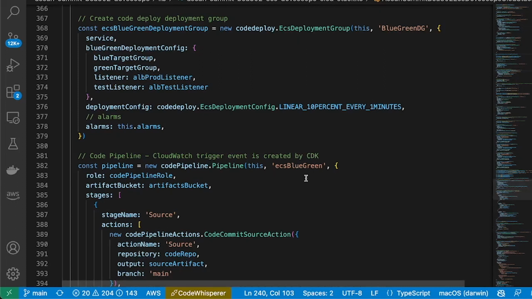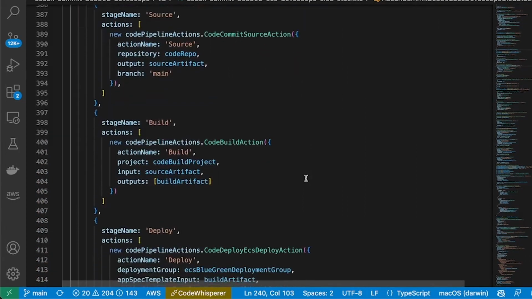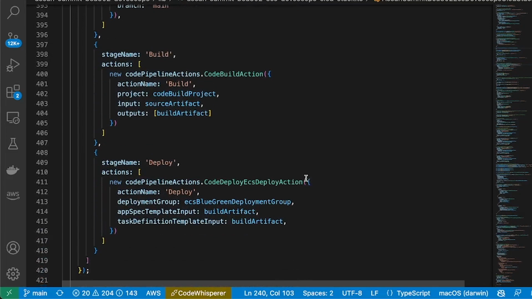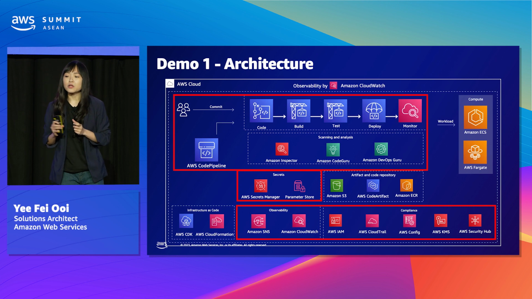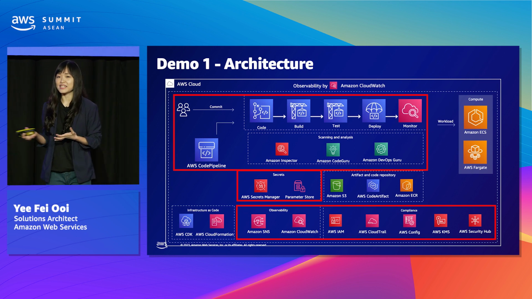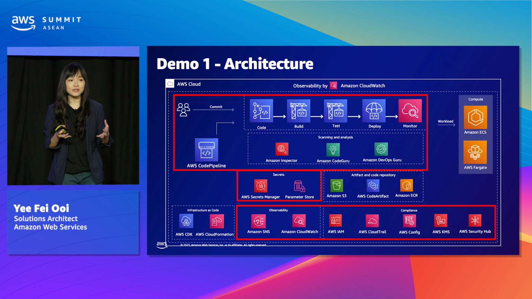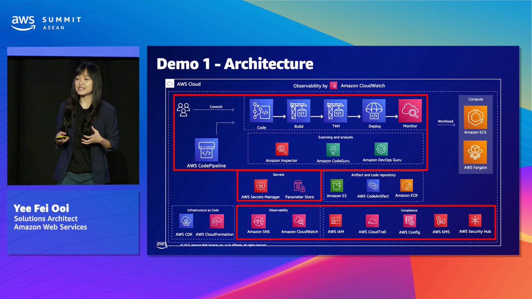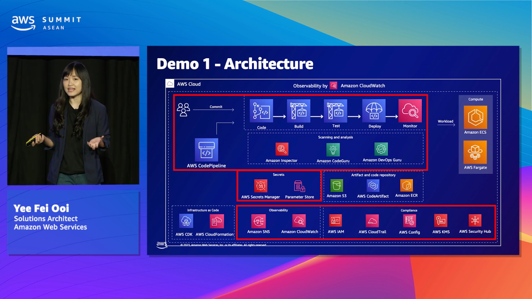For the deployment configuration, here I set 10% of routing per minute. There's also some of the definition of how I set up my CI/CD pipeline using CDK here, so you can see the different stages that I have defined. As the next part, I'm going to demo a blue-green deployment. I'm using all the code services that Hari has explained to you just now, such as CodePipeline, CodeDeploy, and also some of the security services, such as CodeGuru and also ECR image scan.